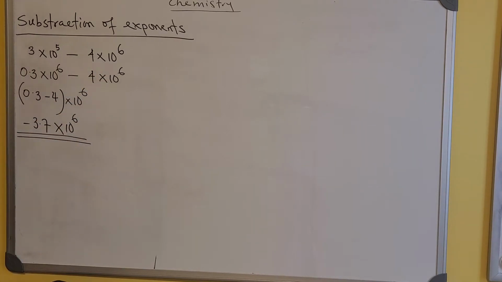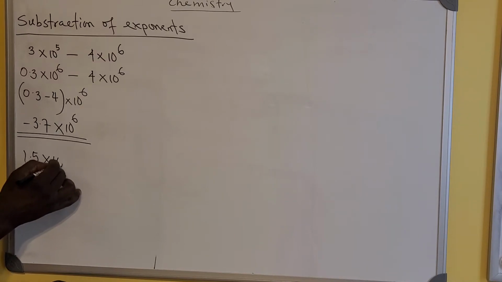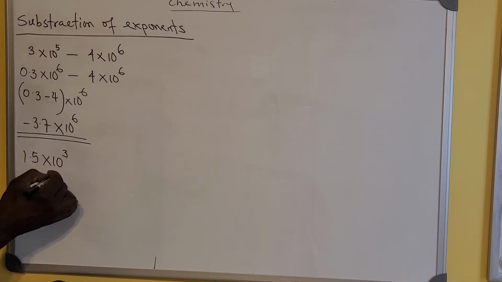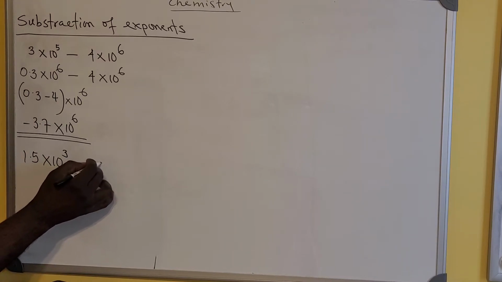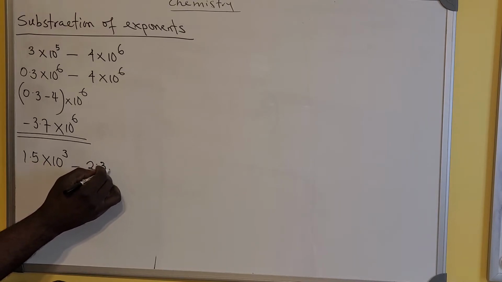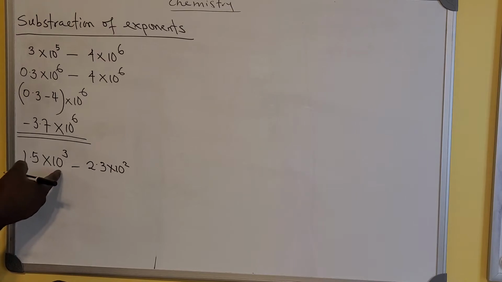Let me give you another example. We have 1.5 times 10 raised to the power of 3, like we did earlier on, minus 2.3 times 10 raised to the power 2. So this is in thousands, this is in hundreds. This is going to be bigger than this, of course. So to solve that, you want to convert one of the exponents to be the same.